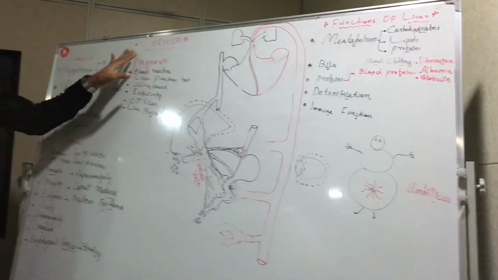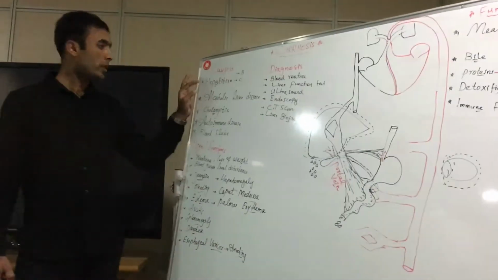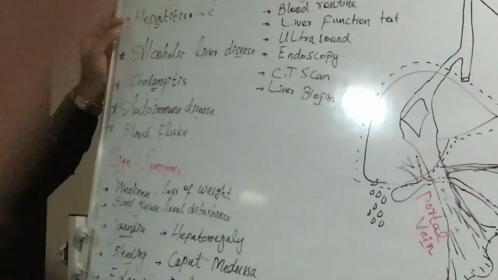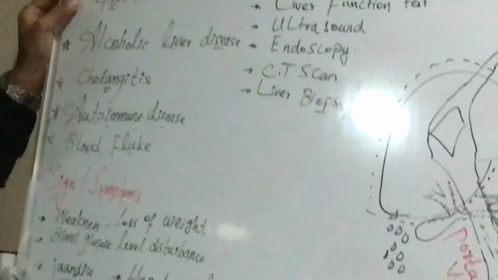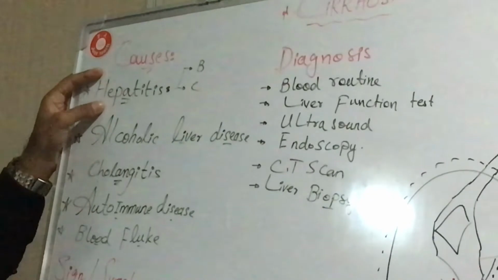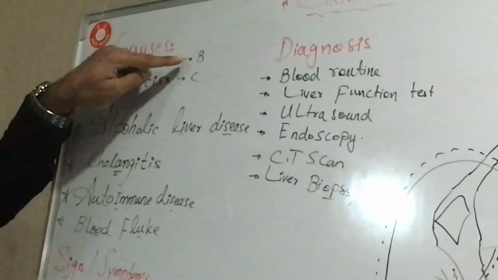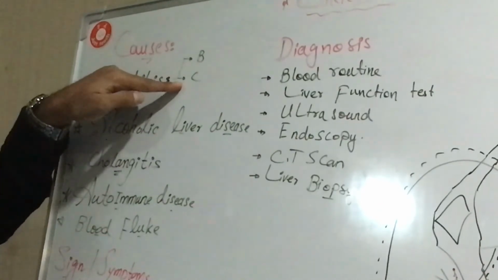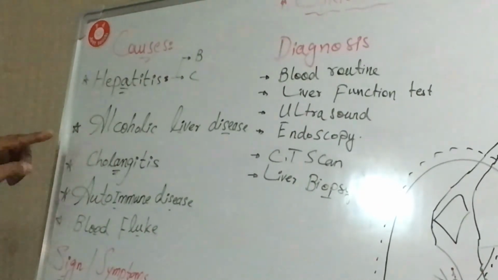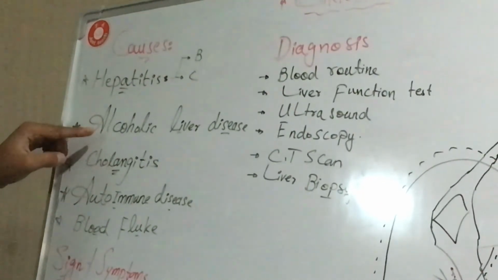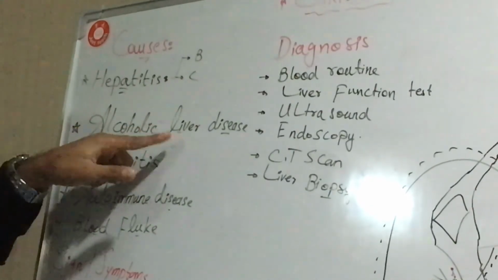Then after that we have studied cirrhosis. First of all we have studied the different causes of cirrhosis. The number one cause of cirrhosis was hepatitis, mainly hepatitis B and C. Then the second cause was alcoholic liver disease.